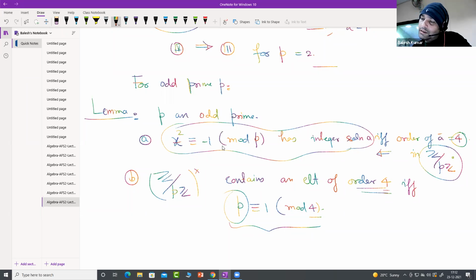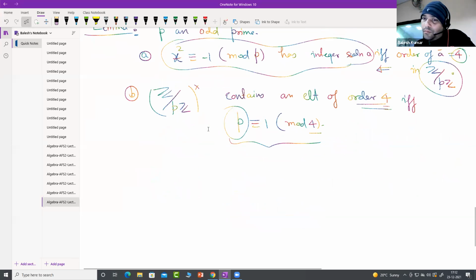So this will prove the result for odd primes, and even primes we have already sketched. Therefore, we have seen that this theorem follows. Let us quickly see the proof of this lemma, and then we will proceed further.